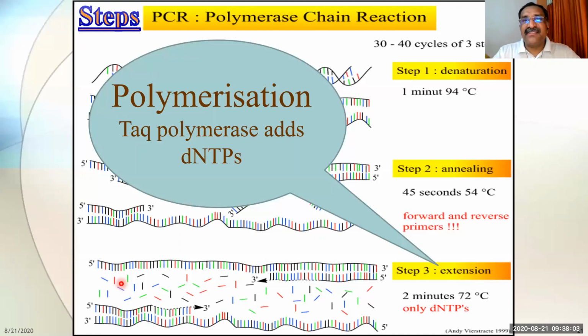I repeat: step number 1, denaturation, takes around 1 minute, and you have to heat it to 94 degrees Celsius. The second point, step number 2, is annealing, that is pairing of the primer with the older strand, and it takes place at 54 degrees Celsius and is completed in 45 seconds. And step number 3 is called polymerization or extension, and it takes place at 72 degrees Celsius and is completed in 2 minutes.